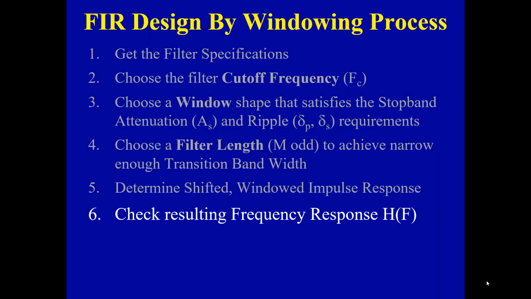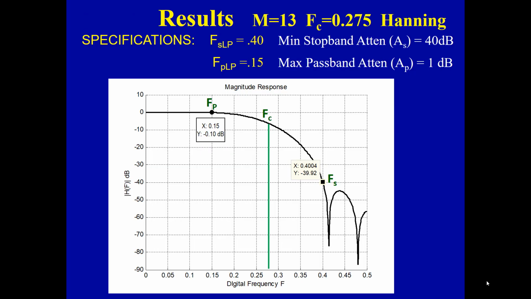Time to analyze those and see what results we got, and this is where we ended up last time. We saw that running that filter through our MATLAB analysis program and getting a frequency response at the defined passband edge frequency for our low-pass filter of 0.15, we had only 0.1 dB of attenuation, which is well within the 1 dB spec. At the stopband, we needed 40 dB. We have 39.9, so this looks like pretty much a sufficient filter.